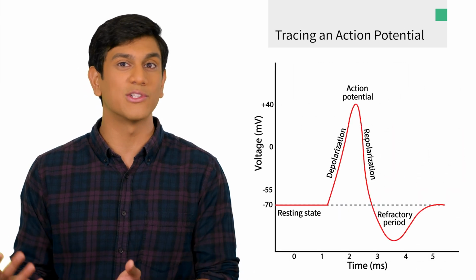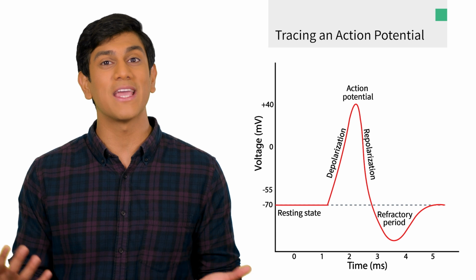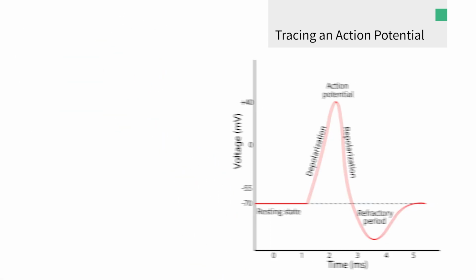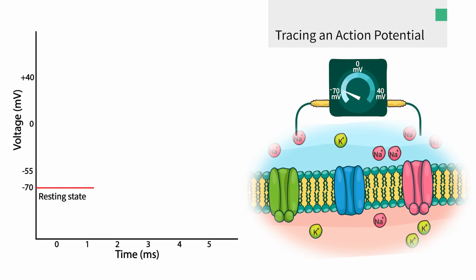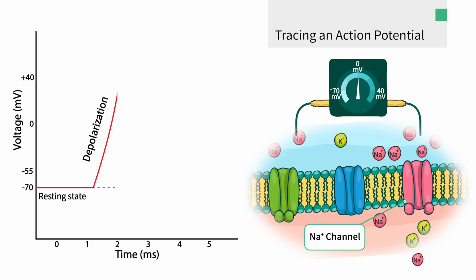We can start by surveying the action potential graph of a neuron as a whole and then break down each step in more detail. We start at resting membrane potential, which is around minus 70 millivolts. In response to a stimulus, the membrane potential becomes less negative, or depolarized, and approaches zero. During depolarization, sodium rushes into the cell from the outside, thereby increasing the membrane potential. As more sodium enters the cell and the membrane potential becomes more positive, overshoot occurs to about 40 millivolts.